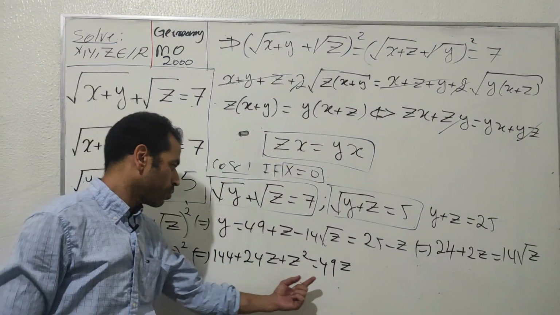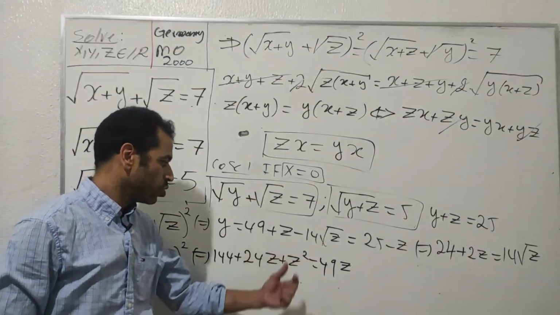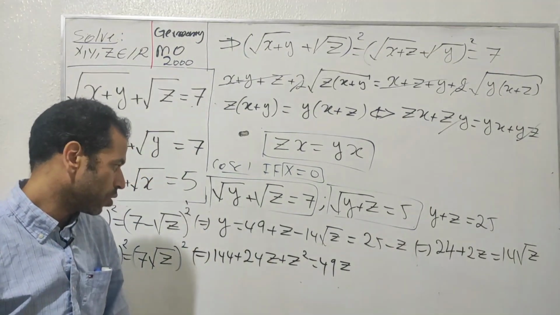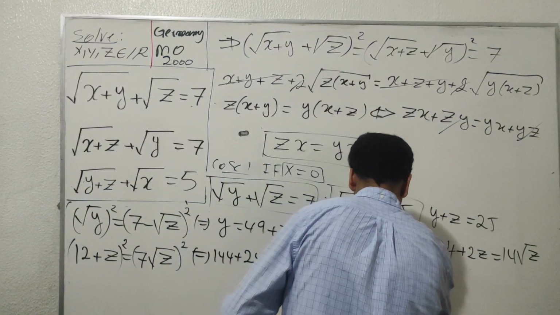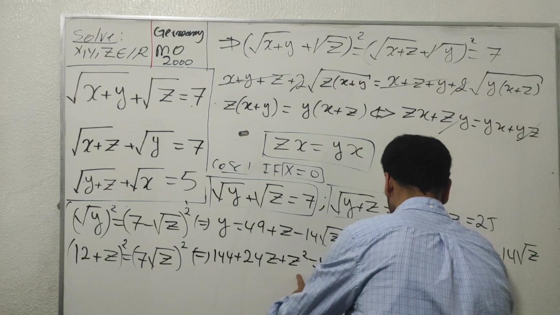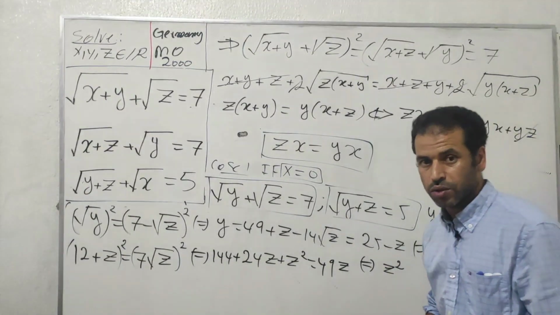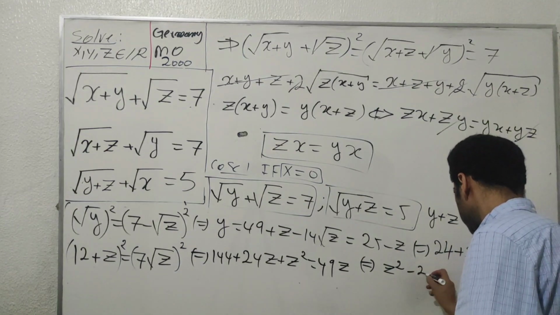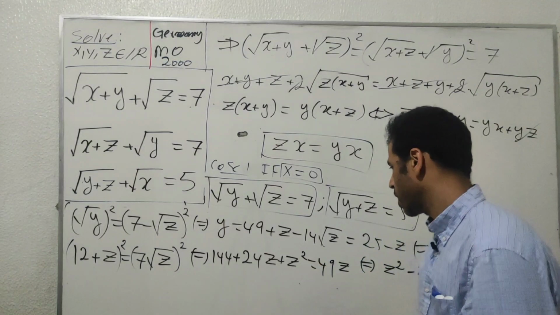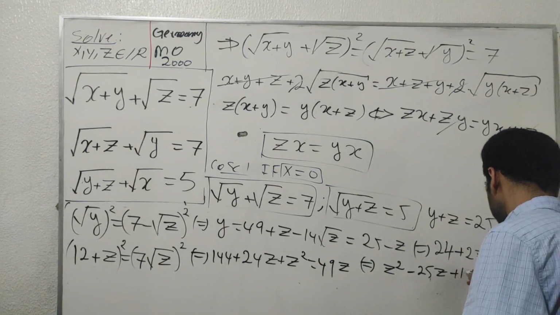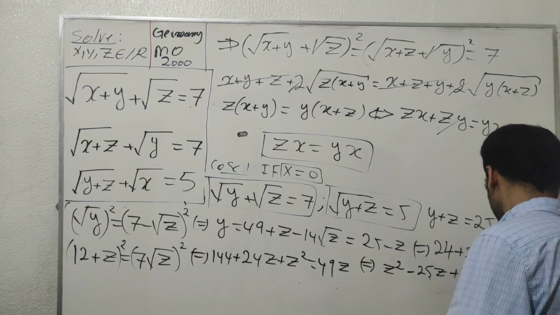Okay, I'm going to move this term to the left and simplify this expression to get a quadratic equation. So I get the following: z squared, 24z minus 49z gives us minus 25z. Then next up, I get plus 144. The entire thing equals 0.